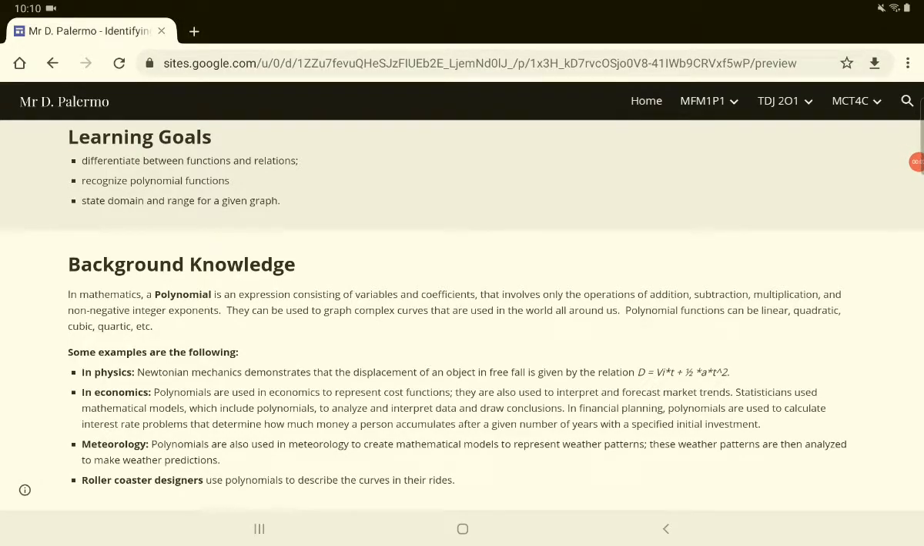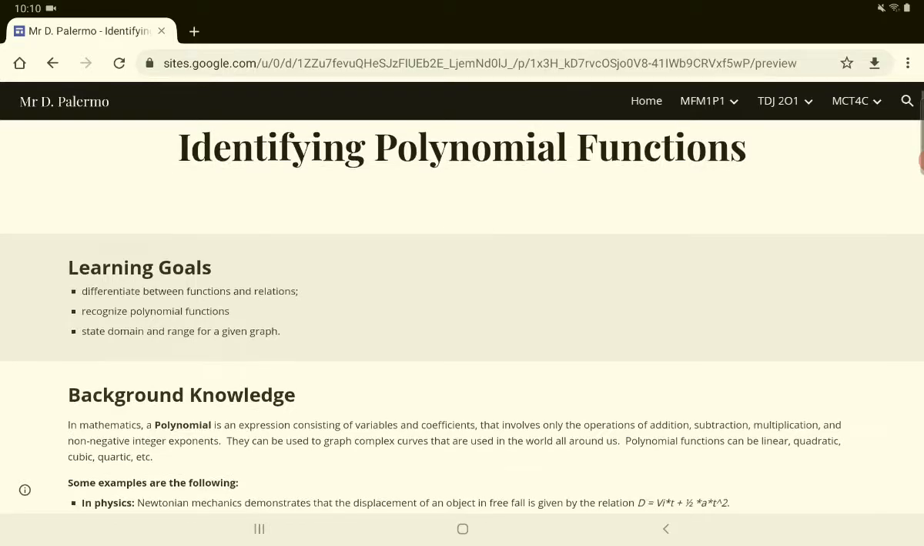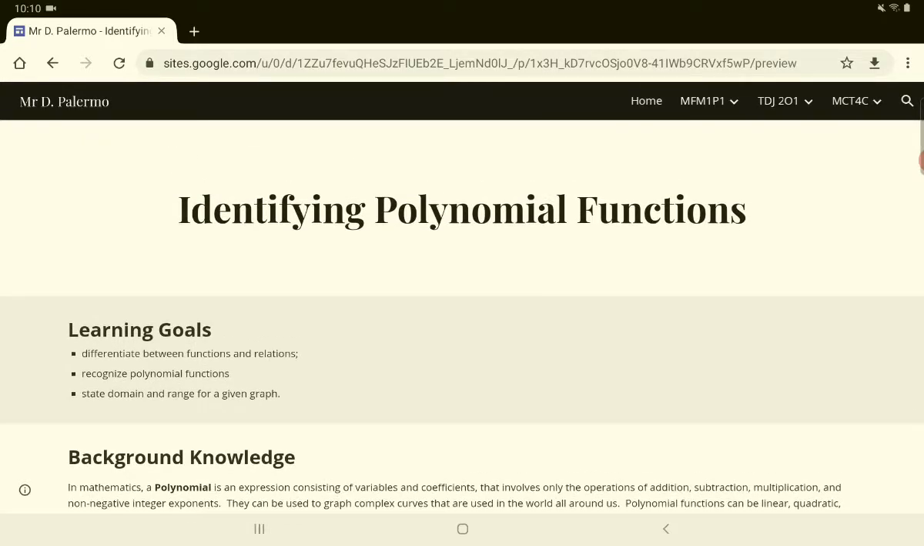Okay, let's begin our next unit, which is polynomial functions. And the first part of polynomial functions, we are going to look at simply identifying what a polynomial function is. So we're going to look at all the different ways we can do that.